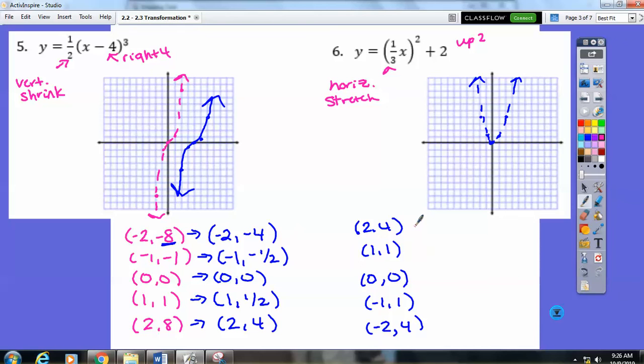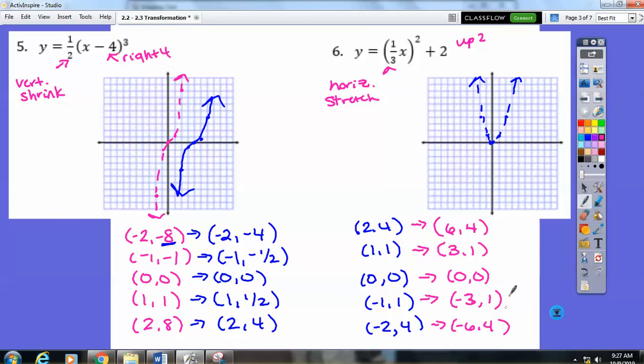So if I'm just gonna take care of that part, and say instead of taking my x's times 1/3, what am I doing to them? Dividing by 1/3. So 2 divided by 1/3 is 6. 1 divided by 1/3 is 3. 0 divided by 1/3 doesn't change. -1 divided by 1/3 is -3. And -2 divided by 1/3 is -6.